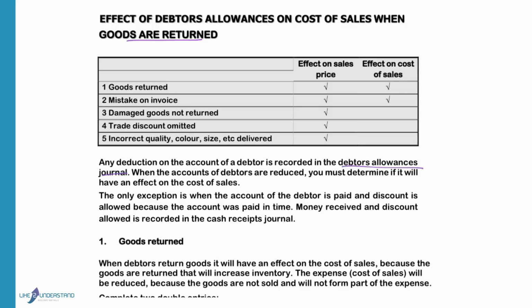When the accounts of debtors are reduced, you must determine if it will affect the cost price. The only exception is that you will record the payment and discount in the cash receipts journal. Any other times that you reduce the account of a debtor, it will be recorded in the Debtors Allowances journal.